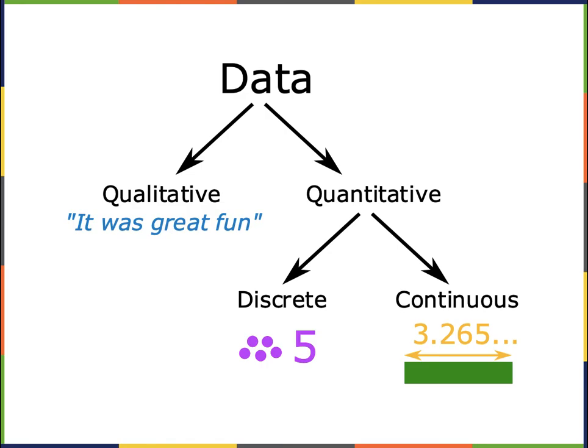So to summarize, just keep this in mind. Data can be categorized into either qualitative or quantitative. And then we can categorize quantitative even further by separating it into discrete or continuous.